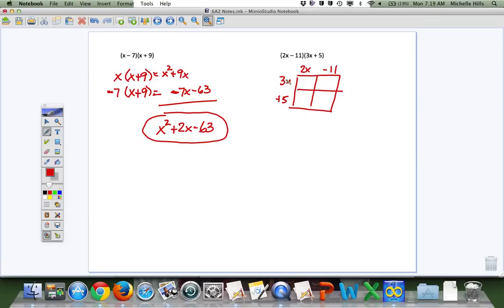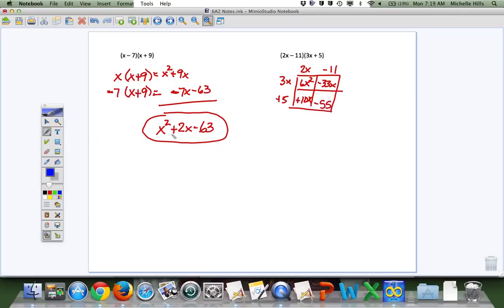This will do that. The 3 times 2 is 6. X times x is x squared. This one would be multiplying negative 11 times 3x, so that's a negative 33x. This would be multiplying positive 5 times 2x, so that's a positive 10x. And this last one is multiplying this negative 11 times the positive 5 for negative 55.